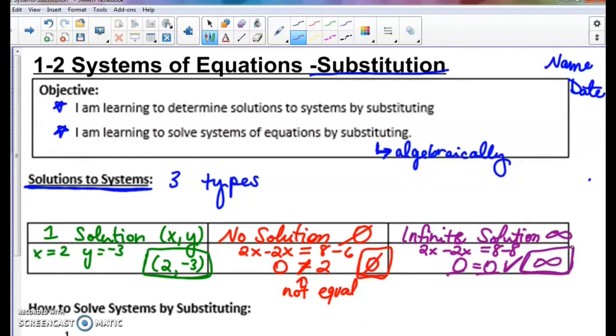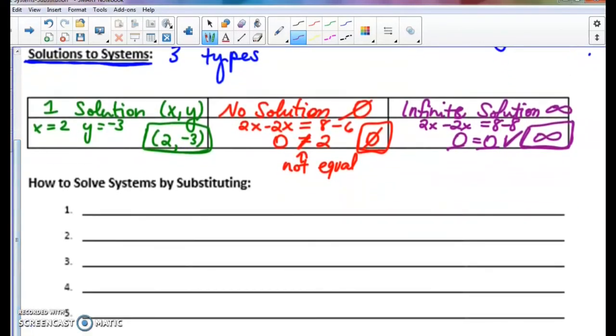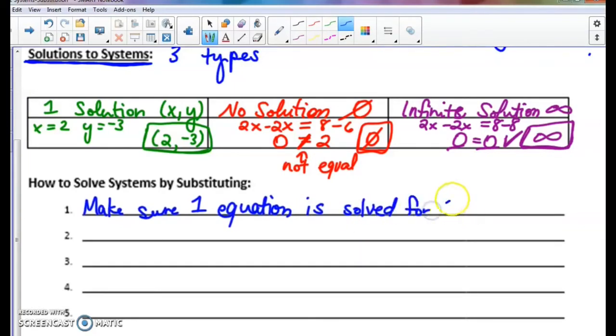So those three different types of having a point, no solution, and infinite solutions still occur algebraically. Now let's look at how to solve systems by substituting. So the very first thing we have to do is make sure one equation is solved for one variable. And when you think about it, that means that one variable is alone, it's isolated.